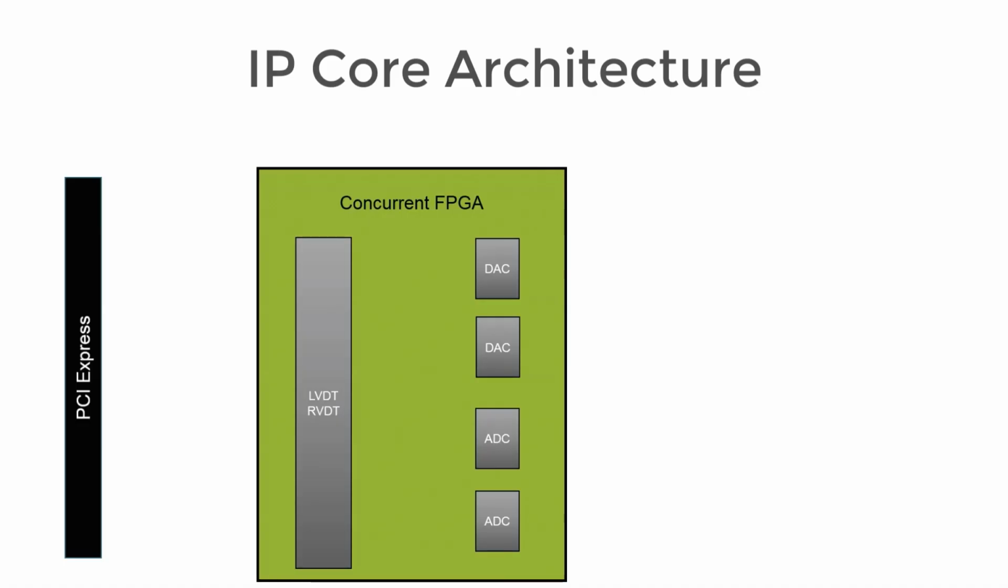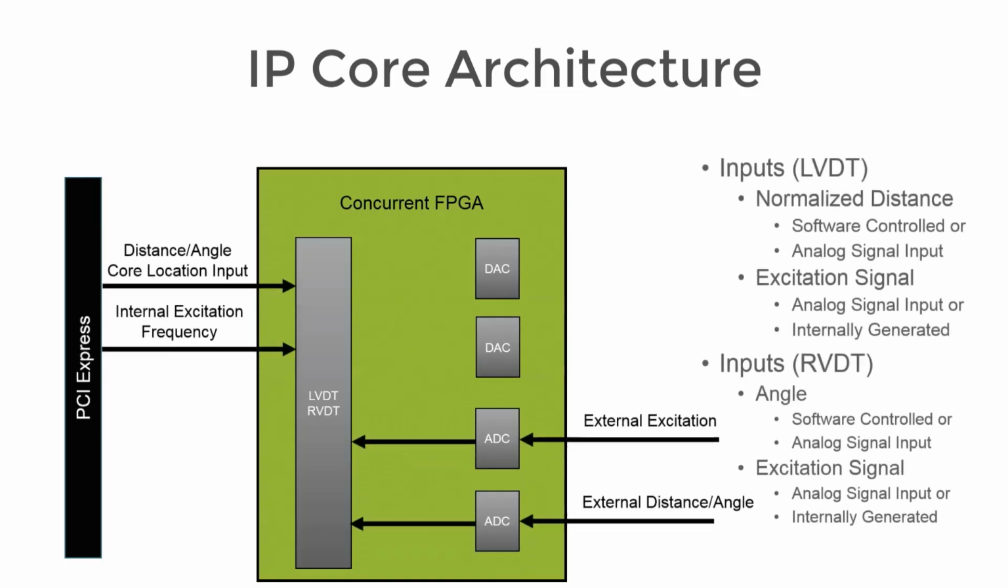Now let's look at the hardware, software, input, output, and controls to our FPGA IP module. The inputs to the LVDT module are the normalized distance and the excitation signal. These can be controlled via our SDK, programming FPGA registers, or can be controlled by analog signals external to the FPGA.